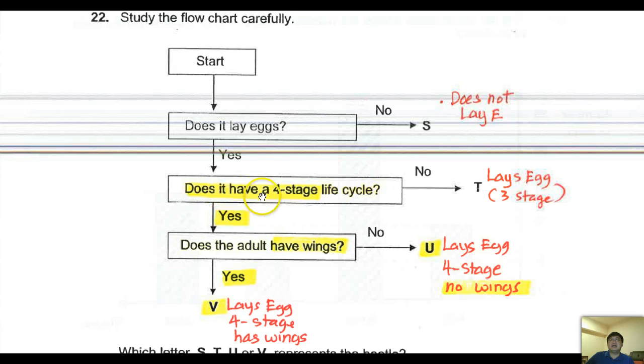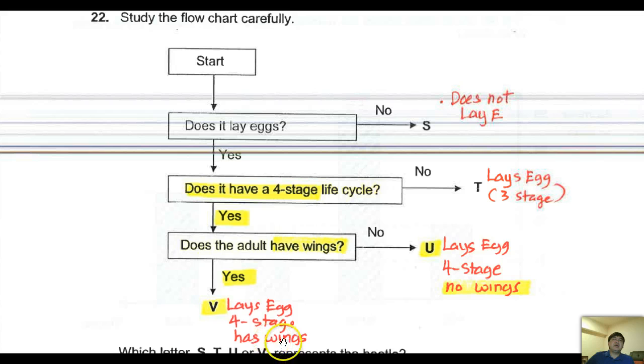Now next, does it have a 4-stage life cycle? This says no, so I put no over here. Probably it has 3 stages. And yes, it means V has 4 stages, and U has 4 stages. Okay. Next, does it have wings? No wings. I put here no wings. And this one, yes, I put here it has wings.